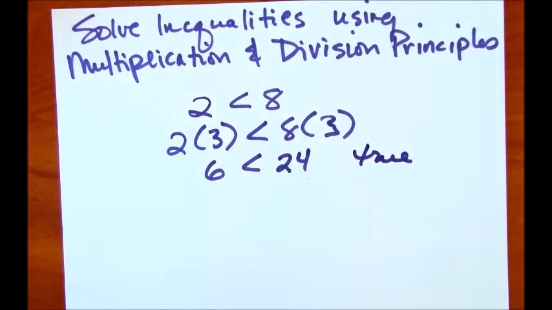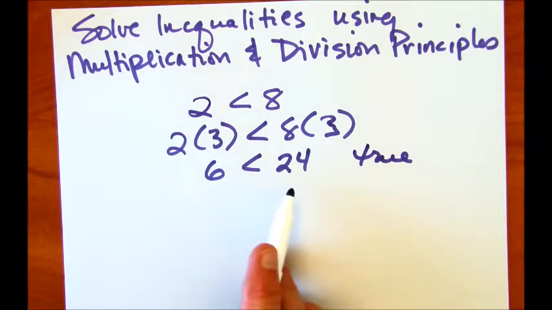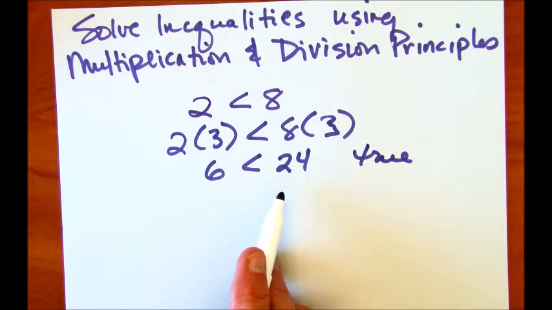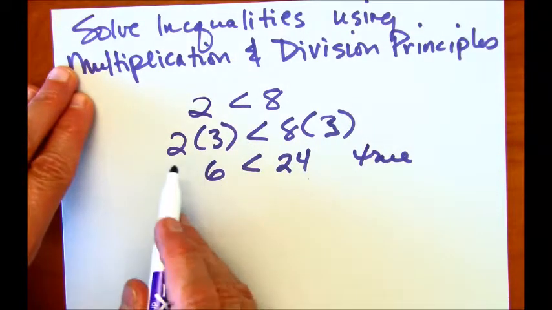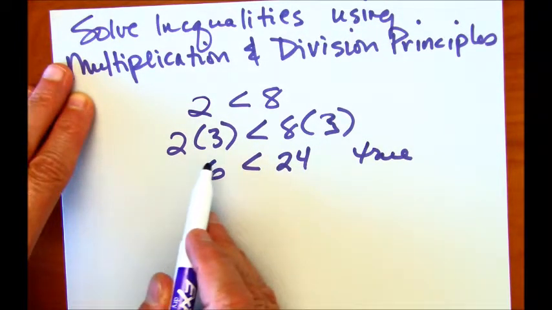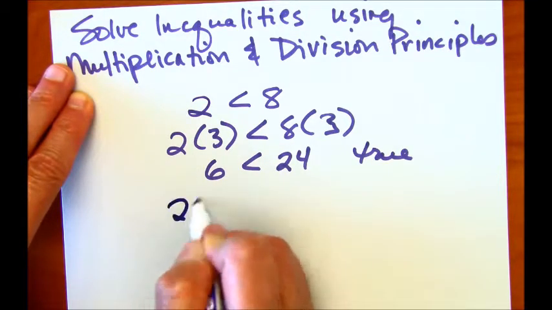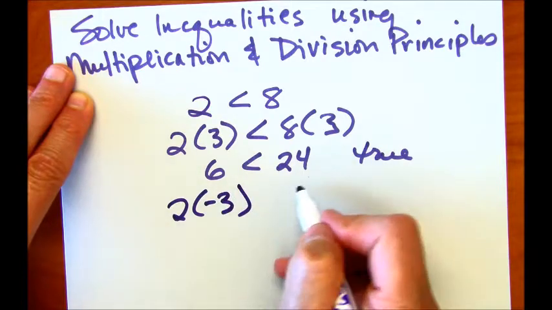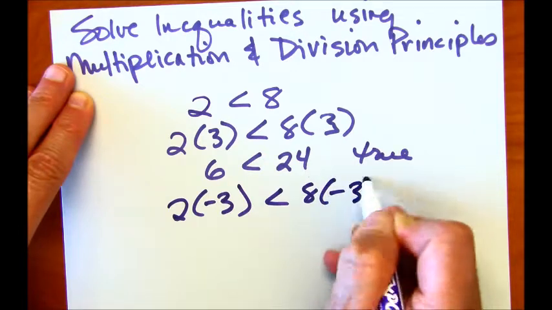The issue is, though, when I multiply or divide by a negative number, if we don't change the symbol, the inequality turns out to be false. And so I want to give you an example. Let's say that I take this 2 and 8, and instead of multiplying by positive 3, let's multiply by a negative 3. So we're going to start with 2 times negative 3, and we're saying that's going to be less than 8 times negative 3.